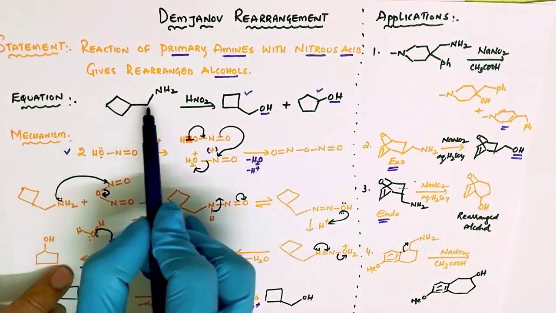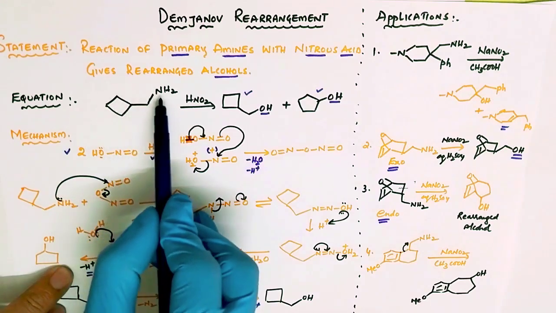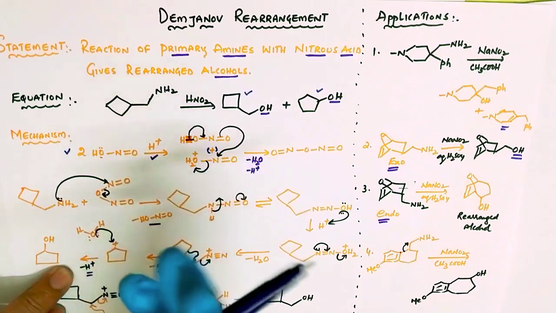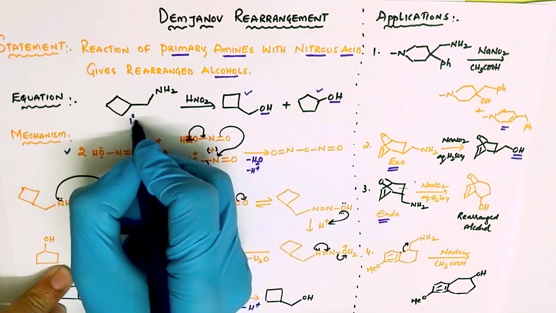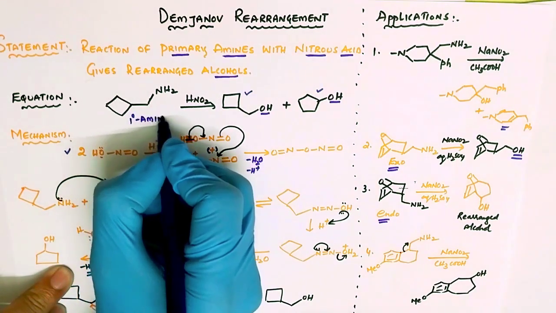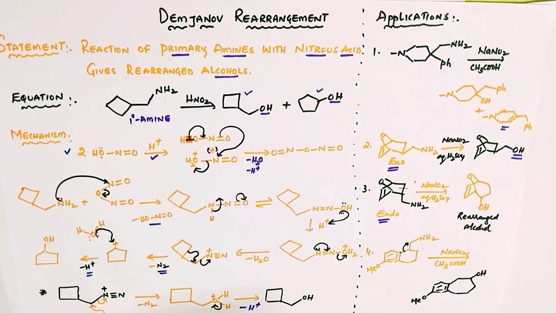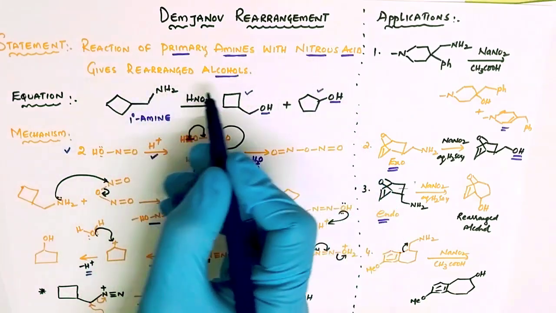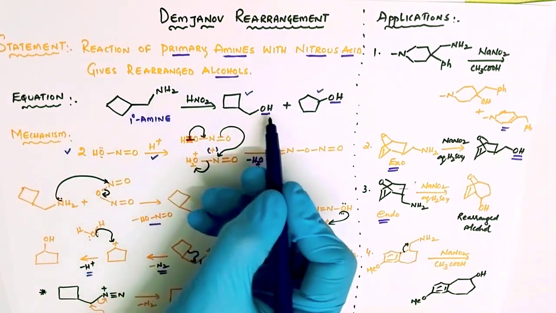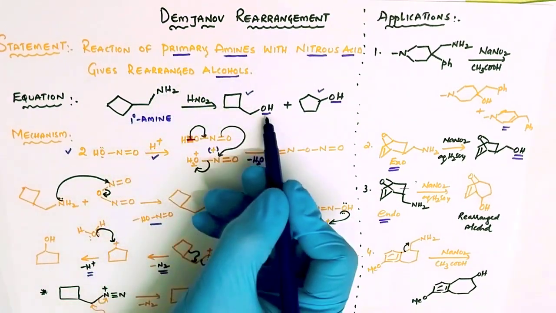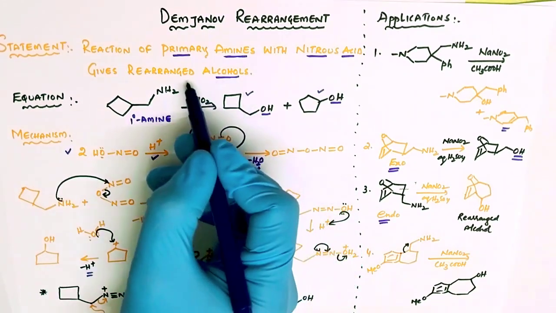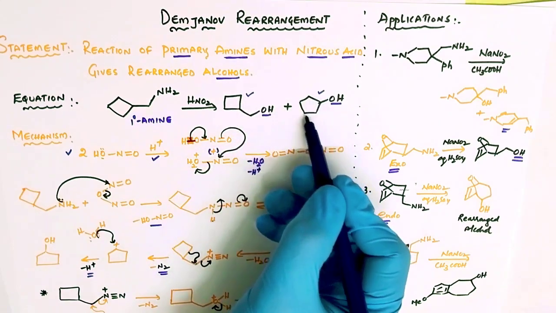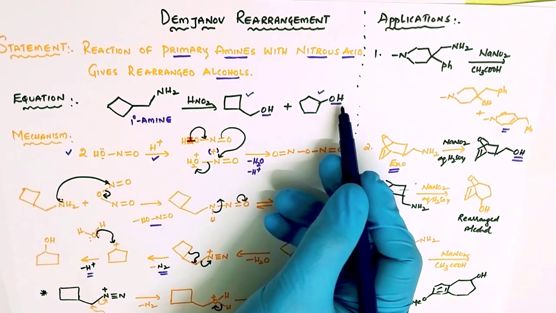See the equation. This is the primary amine. If you consider this is a R group, RNH2 is the primary amine. This primary amine is going to be treated with nitrous acid, meaning HNO2, to produce the alcohols. The first product is the replacement of NH2 with OH. The second product is the rearranged one. The 4-membered cyclic ring is converted into a 5-membered ring with OH group.